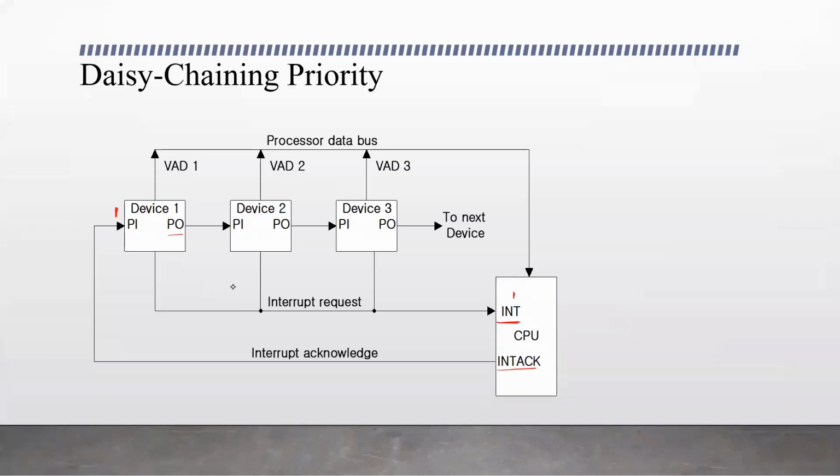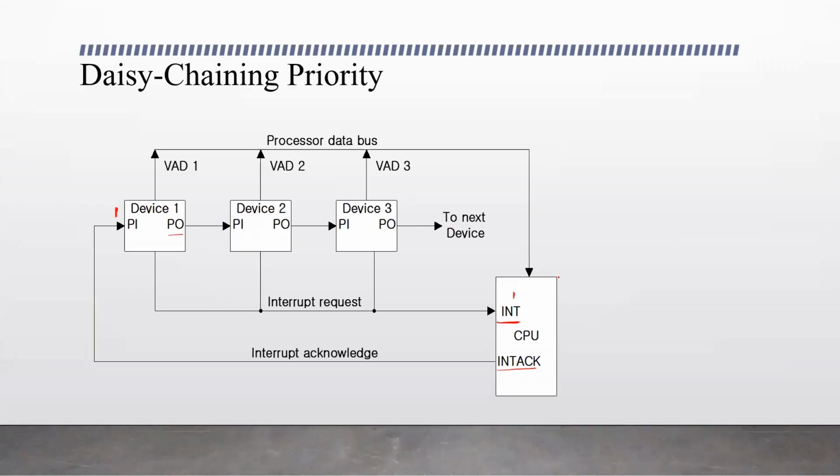Okay, I will repeat it. These devices are connected serially, placed in a serial order based on their priority. The highest priority device is placed first in the line, the next lower priority device is placed next in the line, and the lowest priority device last. This way, all the devices that are connected to the CPU, or that can request service from the CPU, are connected serially.